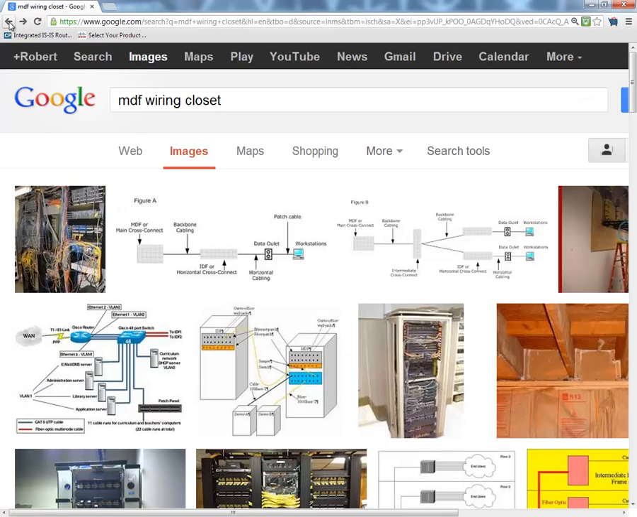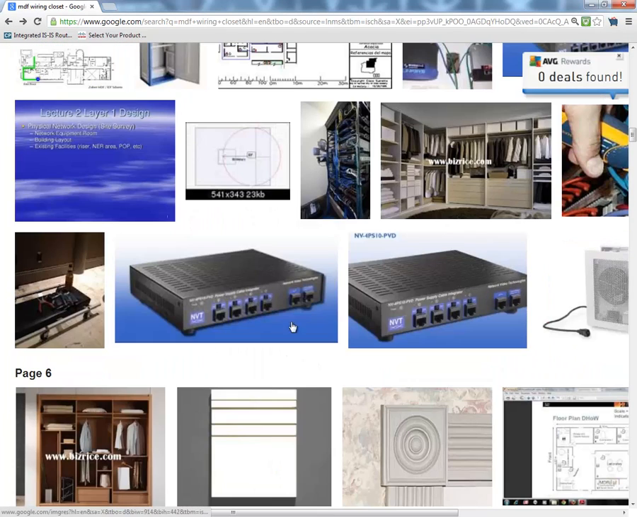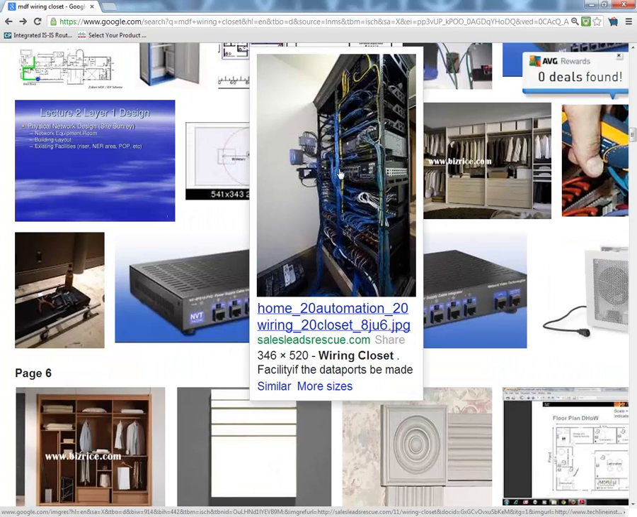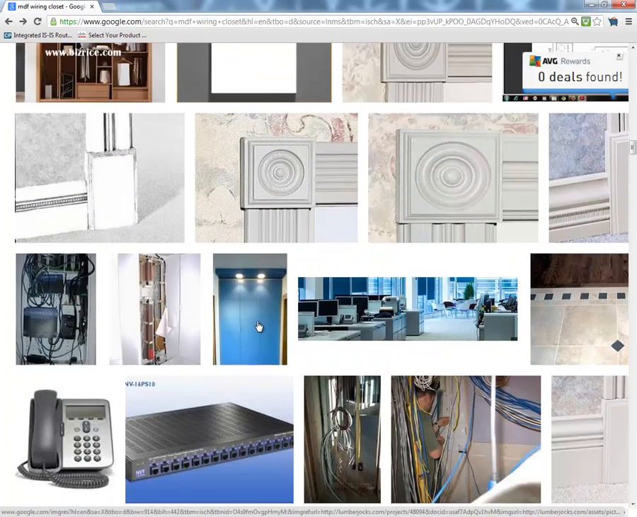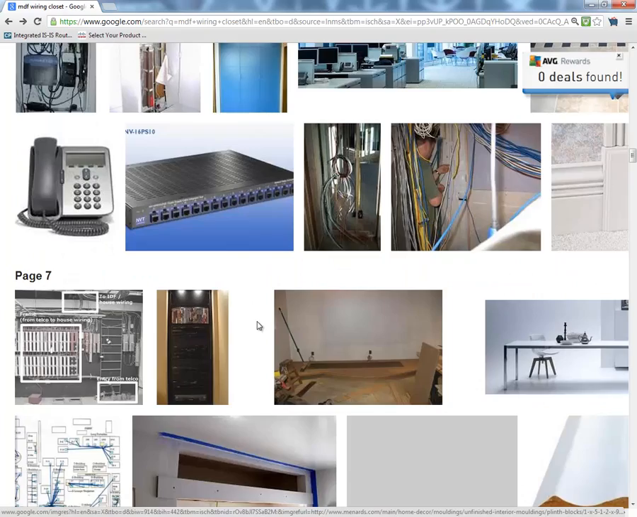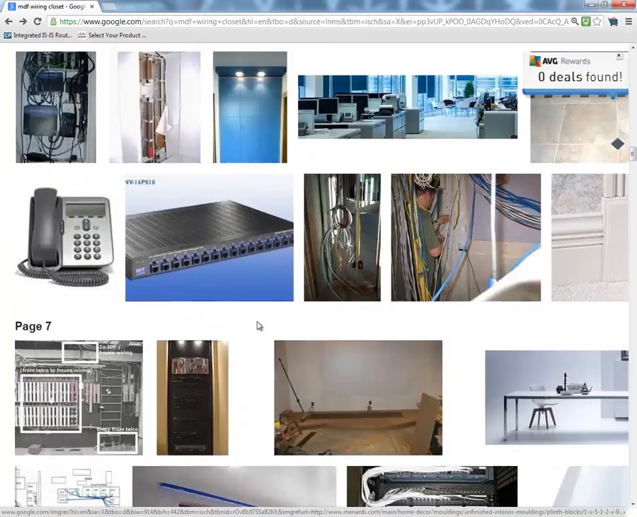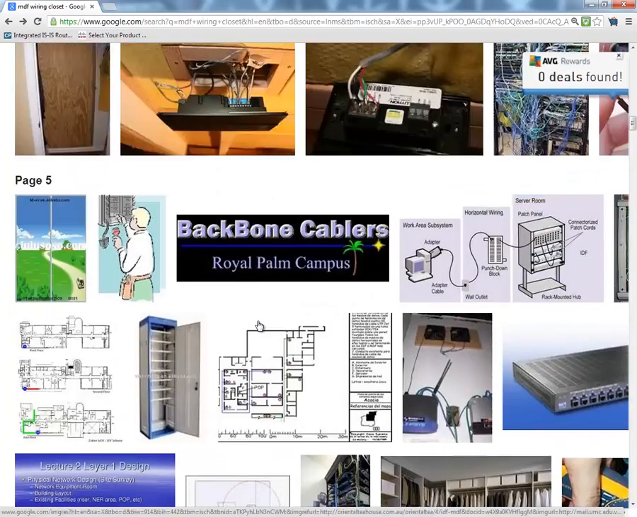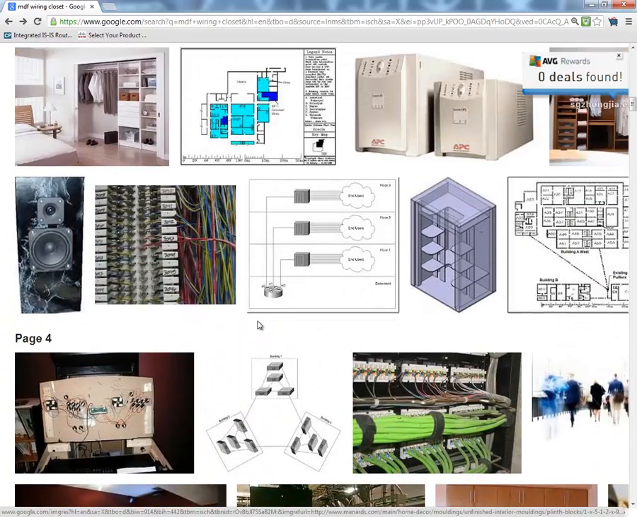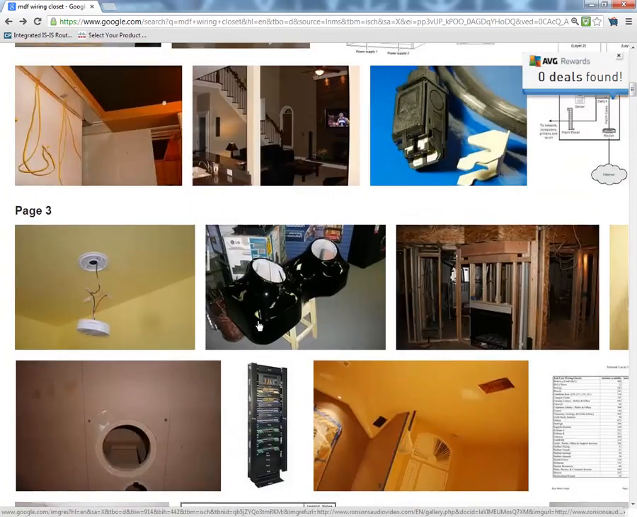But let me see if I can find another. That's not too bad. That's actually pretty clean. As you can see on the back wall here, you've got your incoming internet and stuff like that. It's kind of hard to see, to be honest with you. Let me see if I can find a logical diagram that I just saw.